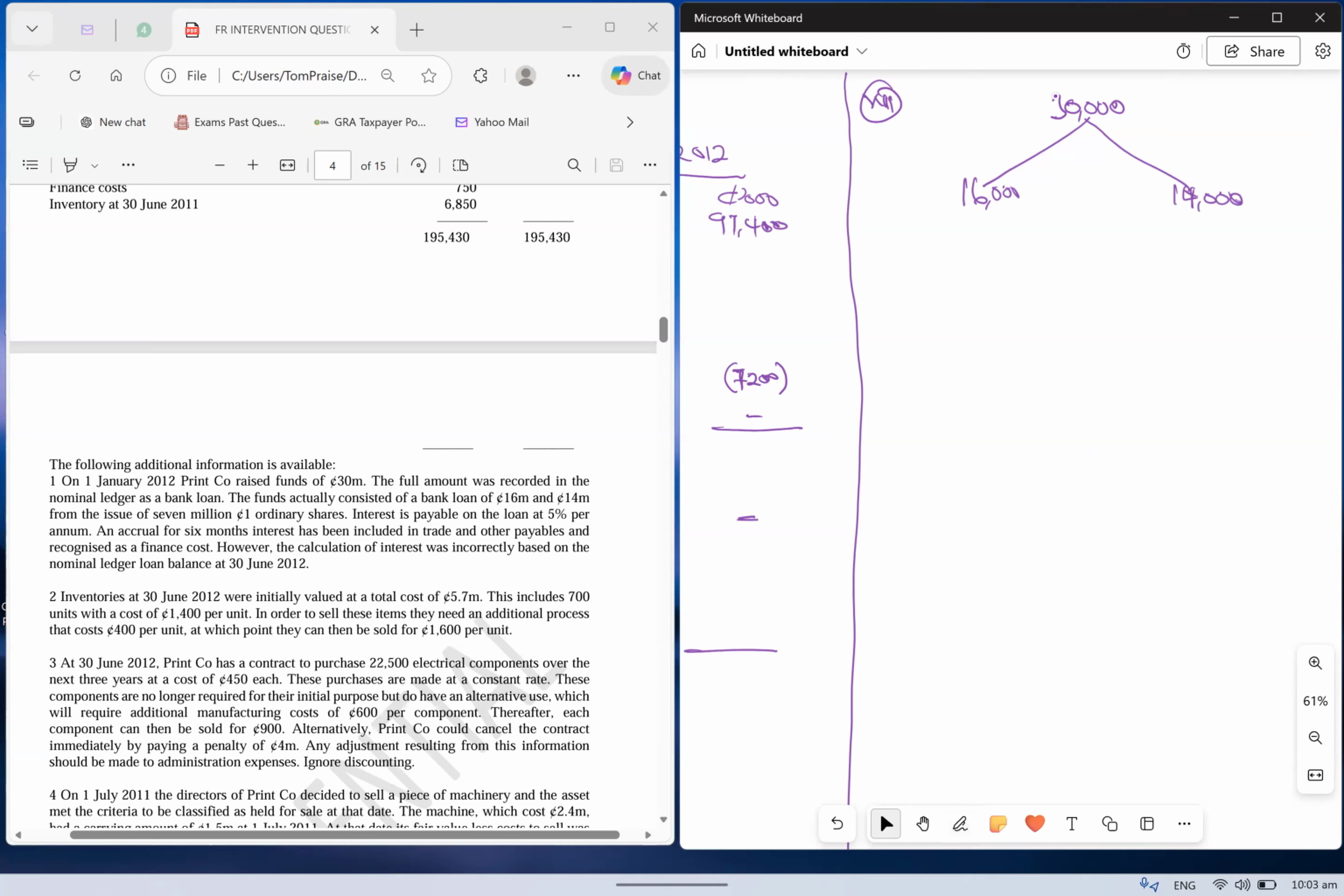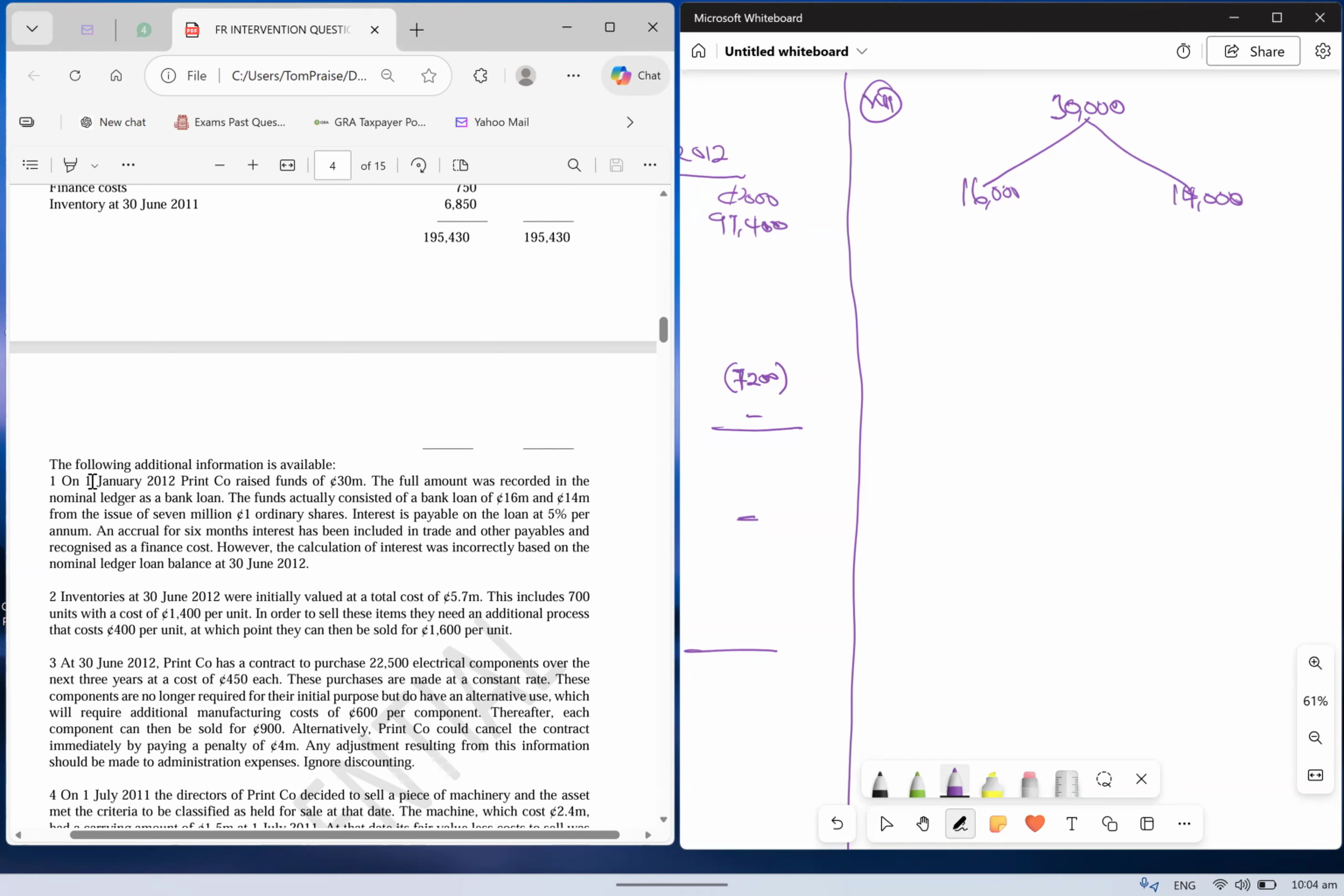So you know that according to the question, they said that they calculated the interest of 5% on the entire 30 million. So that's what they did. Now, if you do interest on the entire 30 million, how much do you get? Remember, this is half year, January. Our year ends in June. Be careful.